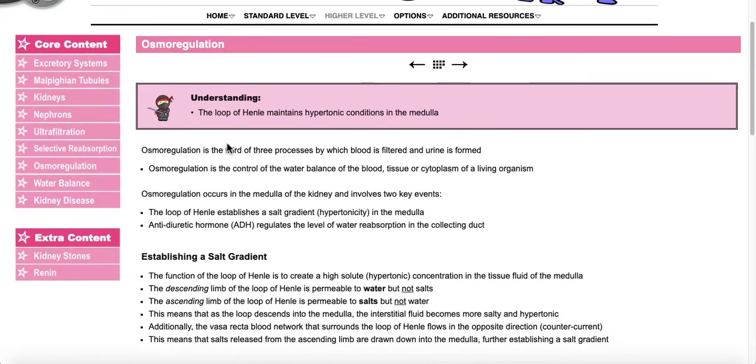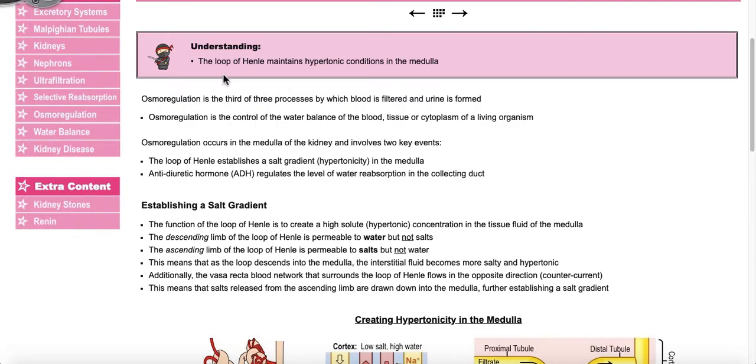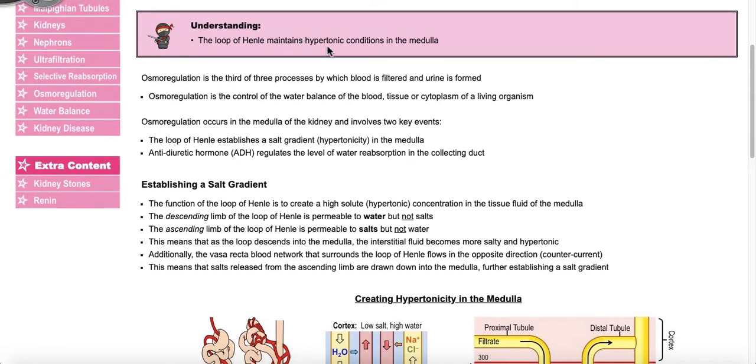Here we go. So the essential understanding is that the loop of Henle maintains hypertonic conditions in the medulla. So if you remember, hypertonic means that it has a higher solute concentration and a lower solvent concentration. So less water, more solutes. And in this particular case, the solutes happen to be salts.